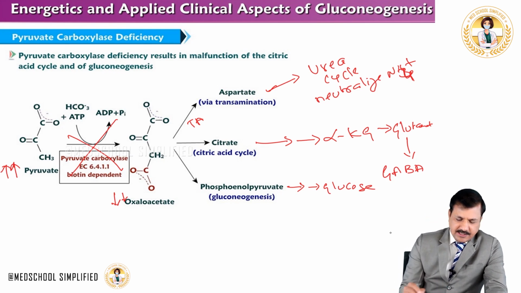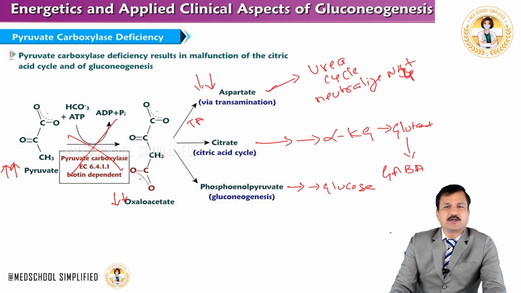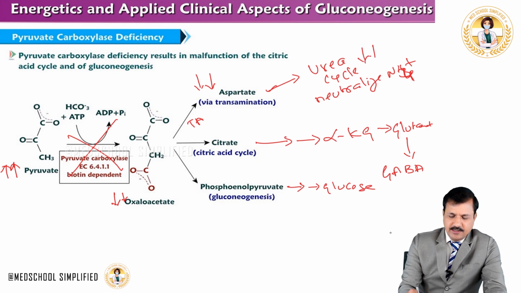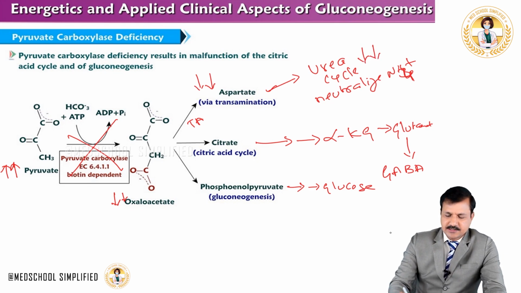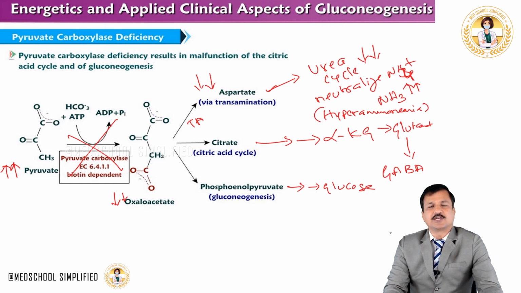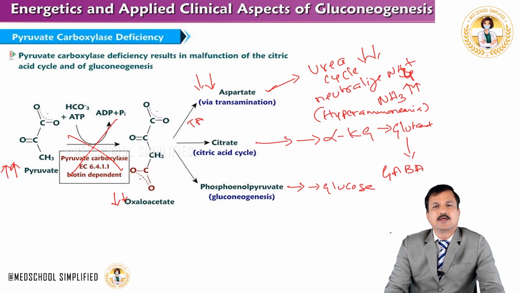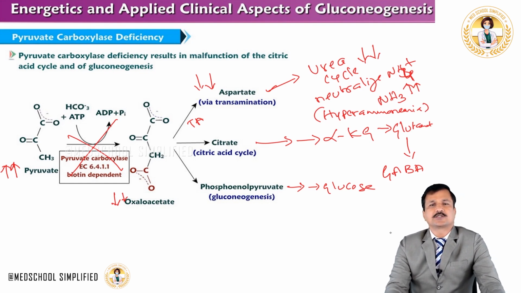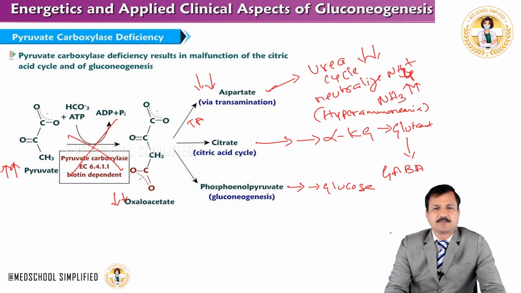When oxaloacetate is decreased, that means aspartate formation will decrease. When the aspartate formation decreases, that means the urea cycle will decrease. When the urea cycle decreases, ammonia levels will increase. Okay, so there will be an increase in blood ammonia level, leading to hyperammonemia. This hyperammonemia causes neurotoxicity, and changes in neuronal metabolism can happen, and that can lead to ataxia, chorea, athetosis, and other signs and symptoms.